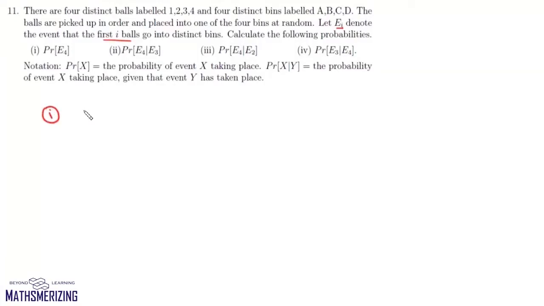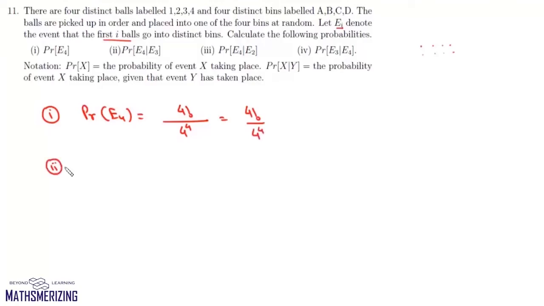Now first, we have to find the probability that the event is E4, and when the event is E4, that means all the 4 balls went into different bins. So first we have to find the total number of cases. We have 4 balls and for each ball we have 4 choices. So the total number of ways will be 4 into 4 into 4 into 4, which is simply 4 to the power 4. And now if all the 4 balls go into different bins, then we just have to arrange these 4 balls in 4 places, and it can be done in simply factorial 4 ways. So this probability will be simply factorial 4 upon 4 to the power 4.